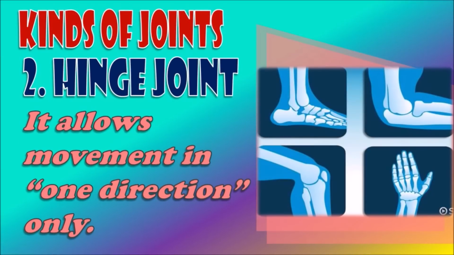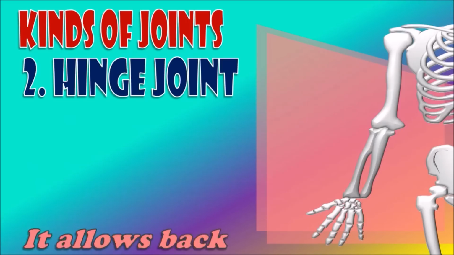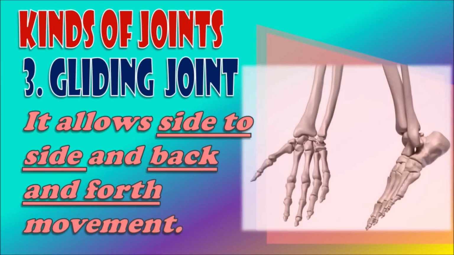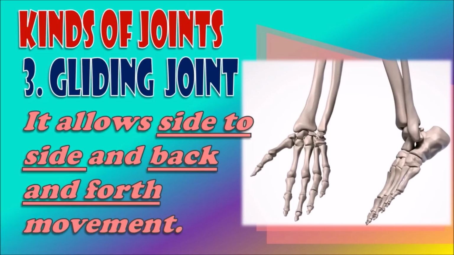Number 2. Hinge joint. It allows movement in one direction only. The elbow and knee joints are hinge joints. It allows back and forth movement. Number 3. Gliding joint. It allows side to side and back and forth movement. Examples are joints in the wrist, ankles, and vertebrae.